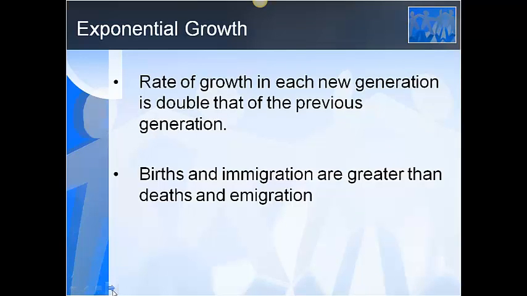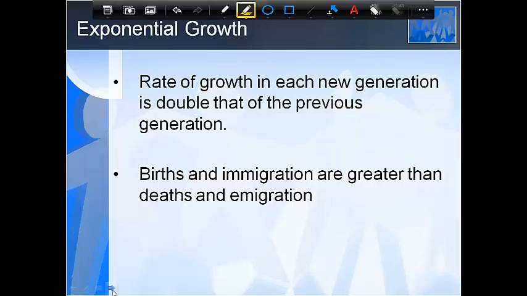What this means, in order to get this rate of growth, is that births and immigration, which are pluses, have to be greater than deaths and emigration, which are minuses. Okay, that makes sense. So our pluses add up to more than our minuses. Just so you don't forget, births are a plus, immigration is a plus, deaths are a minus, emigration is a minus.